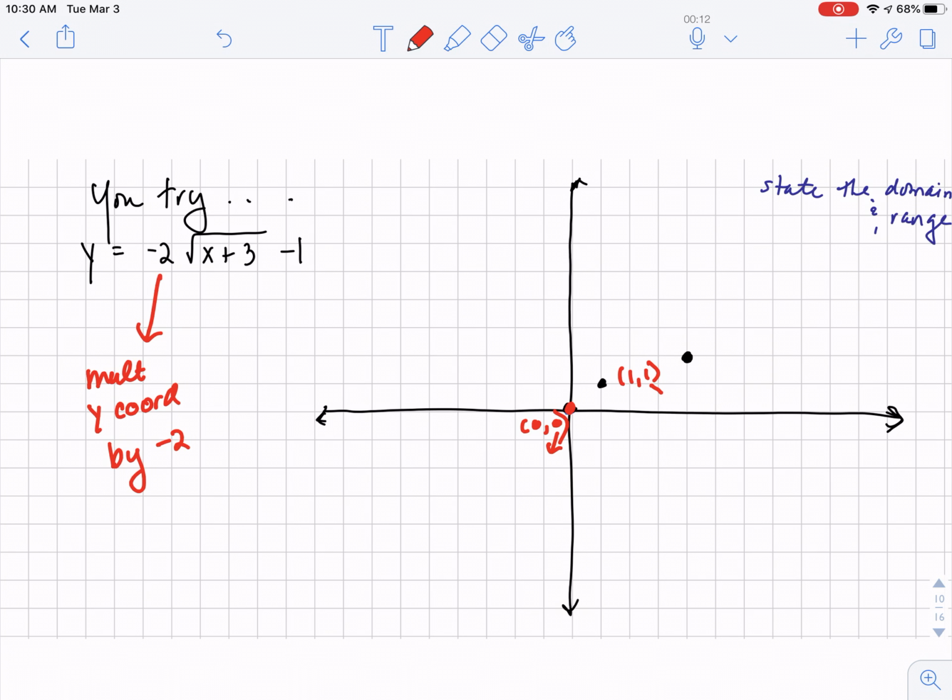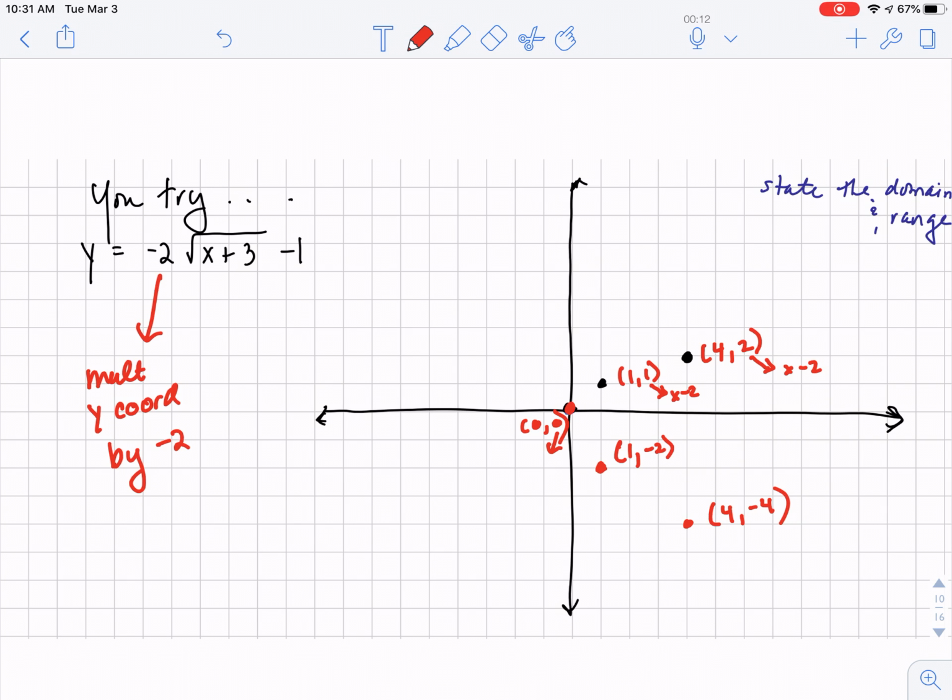When I multiply this 1 times -2, I now have a new point of 1, -2. So this is my new point, 1, -2. All right, and then my third point, which right here is the point 4, 2, if I multiply that y-coordinate times -2, I would have a new point of 4, -4. I'm sorry, 4, -4. So I'd have 1, 2, 3, 4, and then down 1, 2, 3, 4. So that's my point, 4, -4.